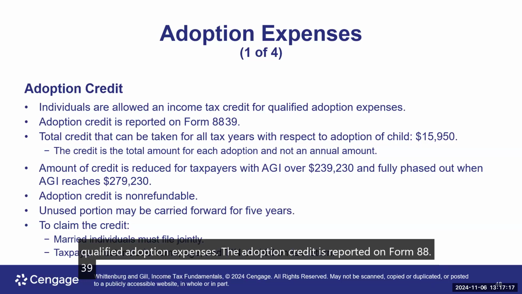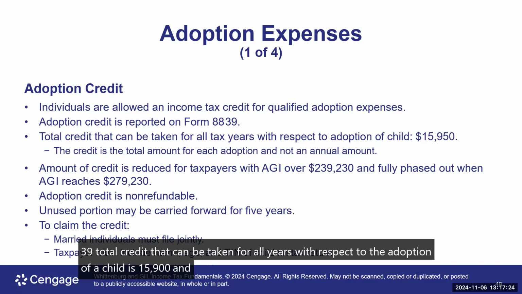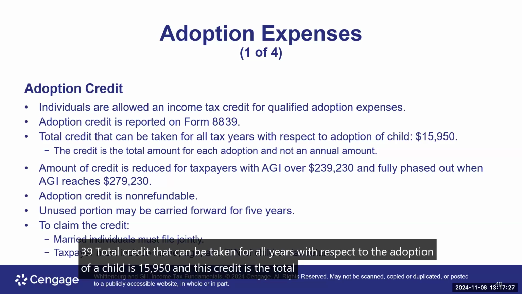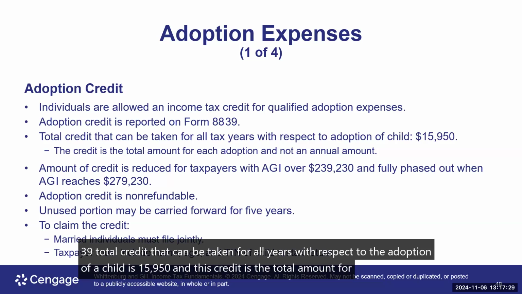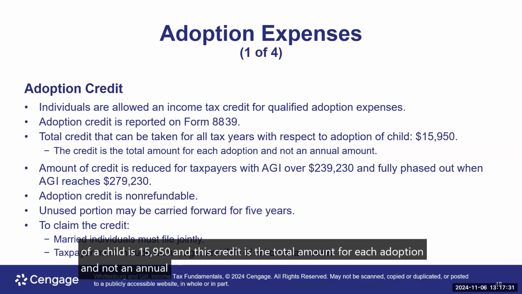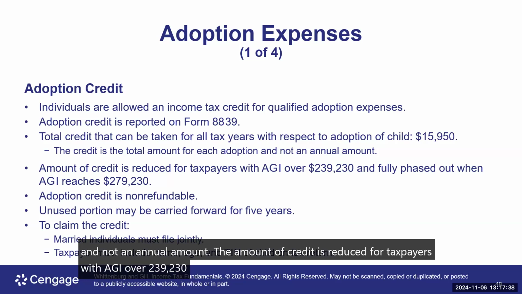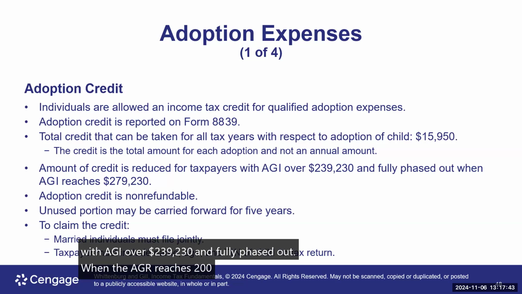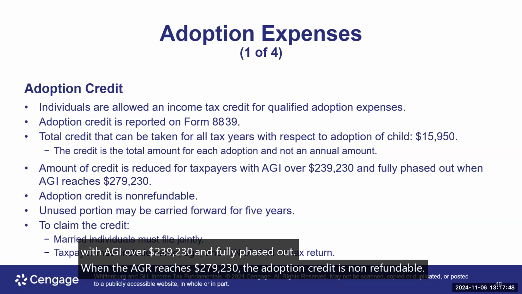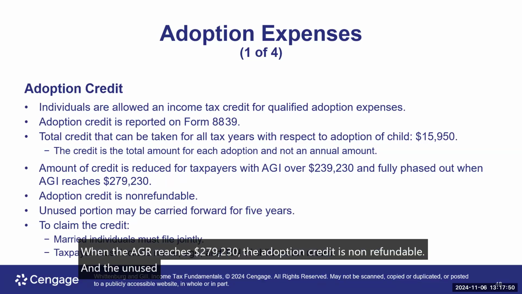Total credit that can be taken for all years with respect to the adoption of a child is $15,950, and this credit is the total amount for each adoption and not an annual amount. The amount of credit is reduced for taxpayers with AGI over $239,230 and fully phased out when the AGI reaches $279,230. The adoption credit is non-refundable, and the unused portion may be carried forward for 5 years.